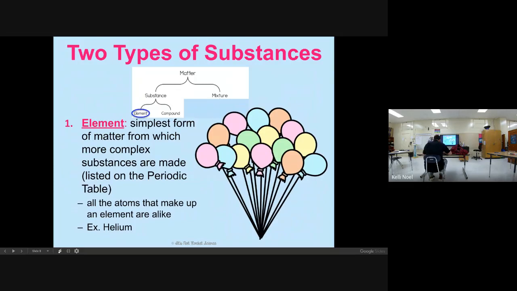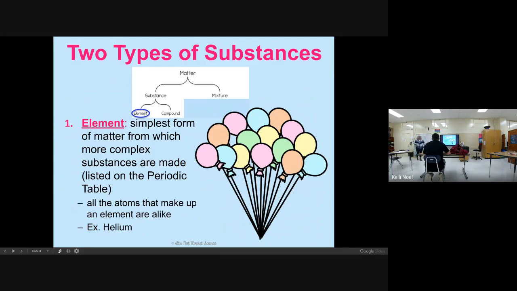So under substance, we have two types of pure substances. One is an element. It's the simplest form, and we use it to make up more complex substances. These elements are listed on the periodic table right here. We have a whole periodic table. They're going to be listed here.